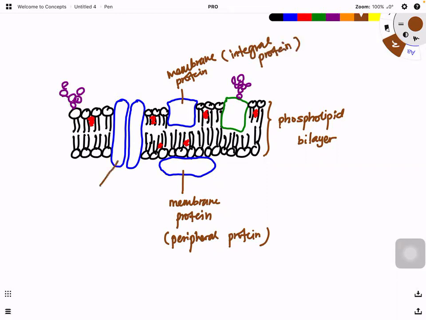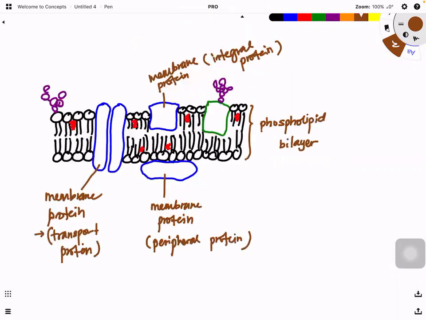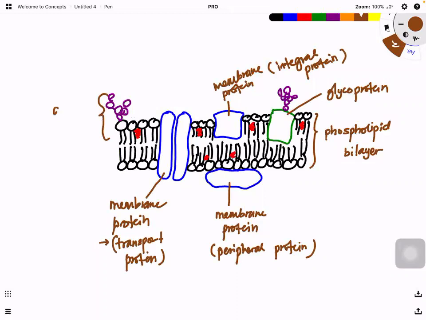Now this one is also a membrane protein, but what's special is that it is a transmembrane protein and it has a pore. Most of them act as transport proteins, to allow a particular item to pass through, for example ions, amino acids, glucose. So those are transport proteins. And then this structure is known as the glycoprotein, and this one is known as the glycolipid. And then we have the cholesterol. Are you clear? So this is the label.